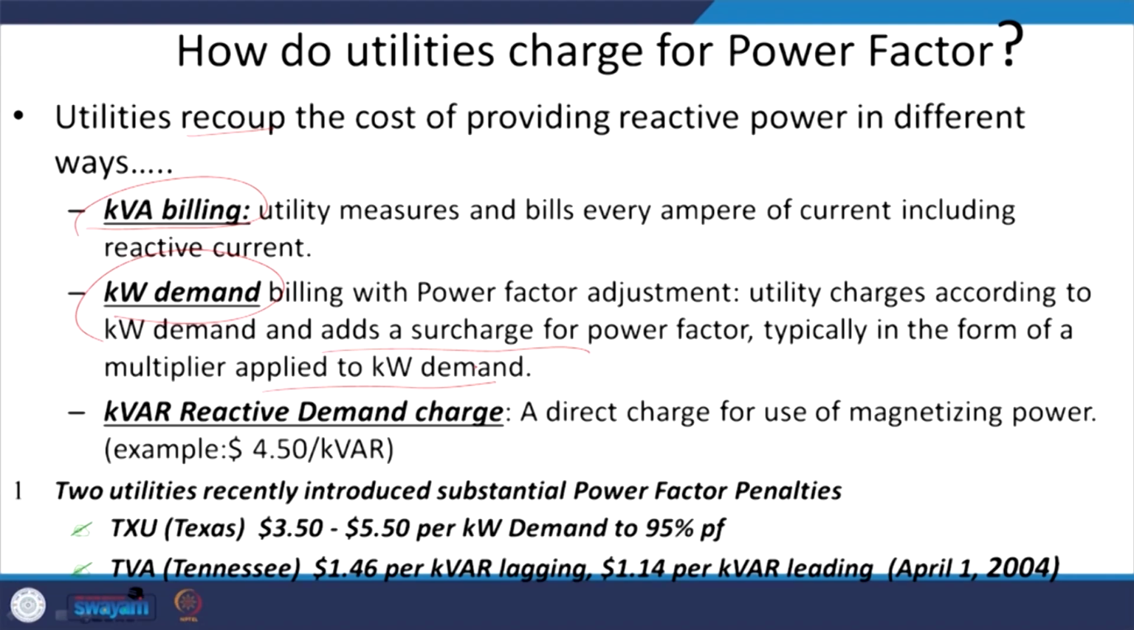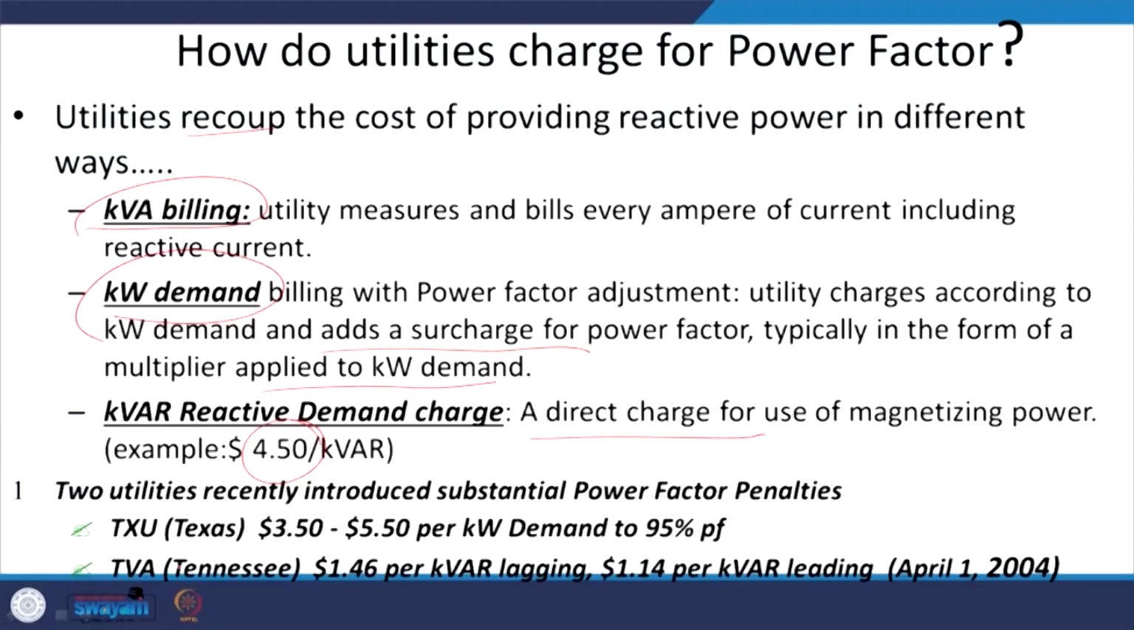Generally, this is data I have taken from the USA. The kVAr reactive demand charge, a direct charge for the use of magnetizing power, for example, is almost $4.5 per kVAr. And two utilities recently introduced substantial power factor penalties. This data is from Texas, for power demand at 0.95, and in Tennessee 1.46 per kilowatt lagging. This data is from 2004.